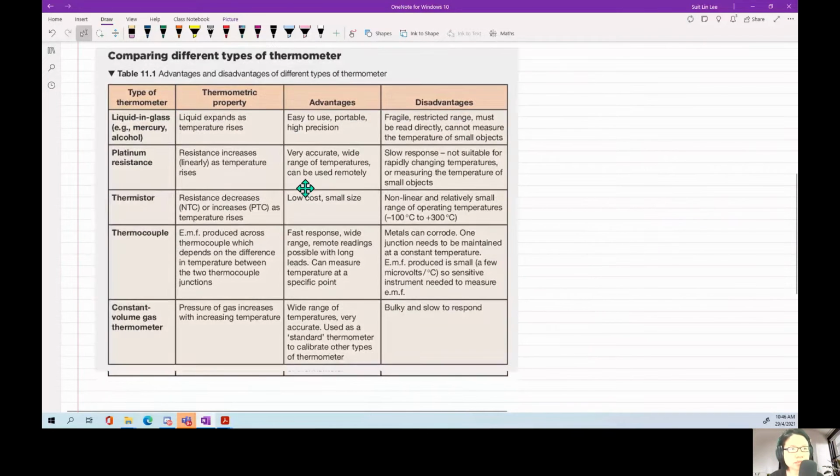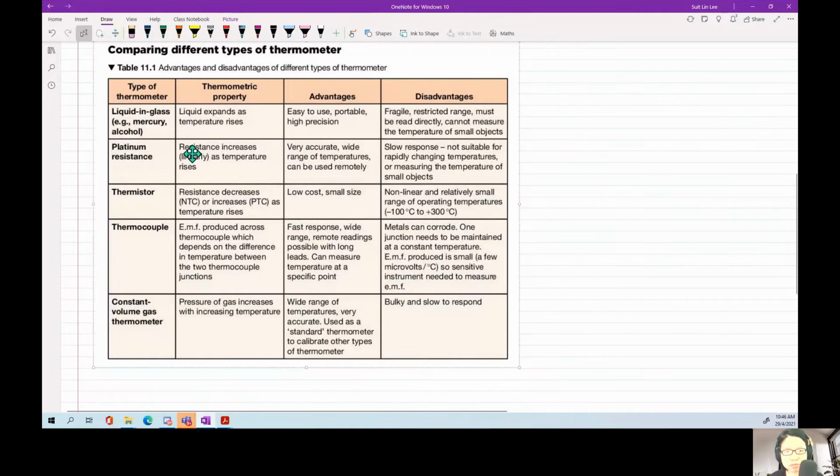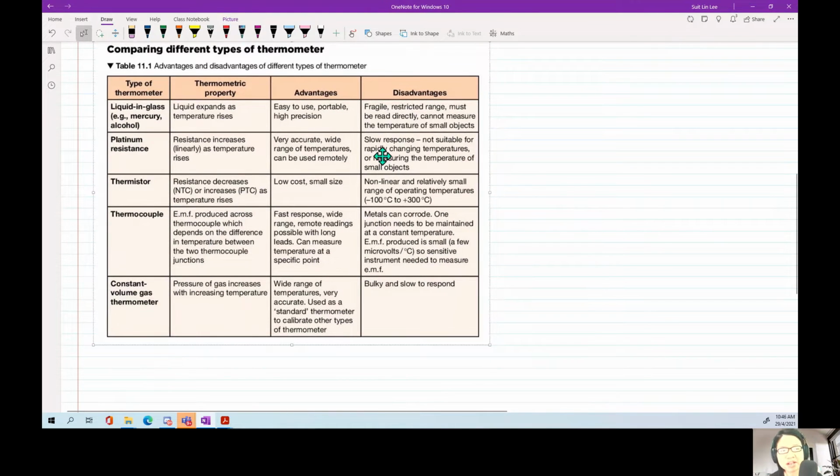Okay. So these are types of thermometer. You should know the thermometric property. I'm not going to go through them one by one. You can read yourself. And then the advantages and disadvantages. I already went through one by one in the recording video. All right. So because of this, maybe there's 1-2 marks if you select the right thermometer. So let's think about the Bunsen burner flame. The Bunsen burner flame, right?